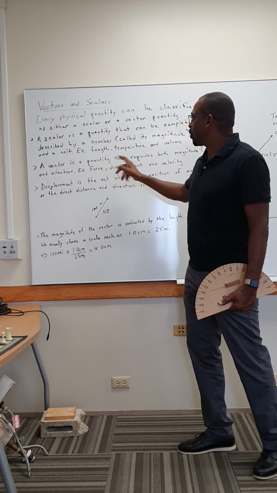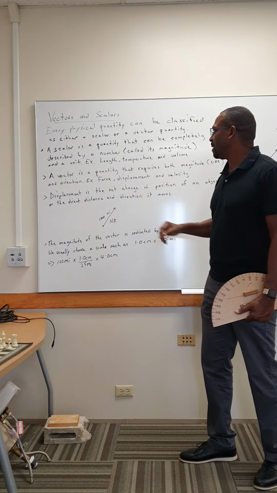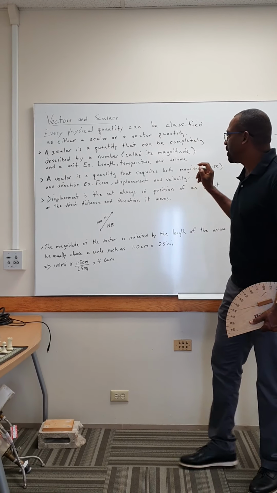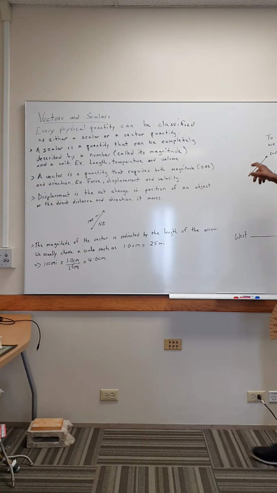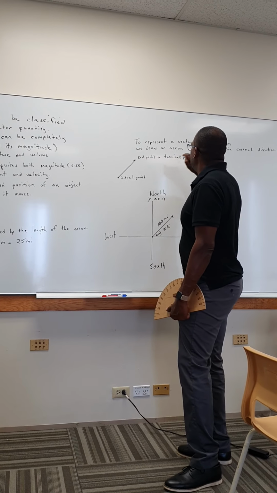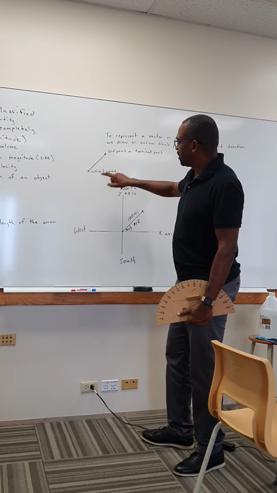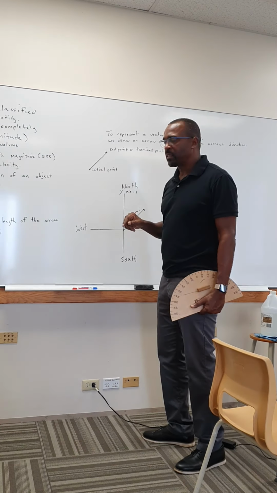A vector is a quantity that requires both magnitude, its size, and direction. Examples: force, displacement, and velocity. This is an example of a vector. To represent a vector in a diagram, we draw an arrow that points in the correct direction. So this is representing a vector.